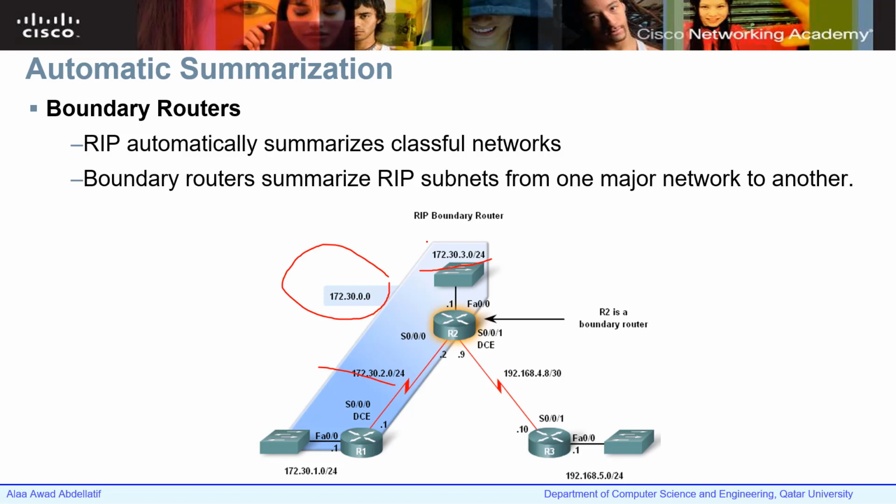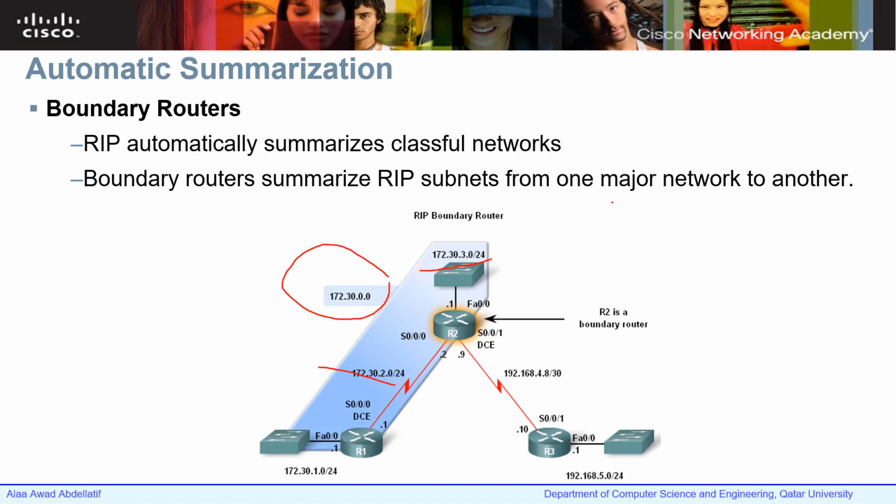R2 in this case, we name it boundary router. What's the definition of a boundary router? A boundary router summarizes a RIP subnet from one major network to another. If I need to communicate with another network, this boundary router summarizes a subnet address from one major network to another. Okay, that's important to know what we mean by automatic summarization.